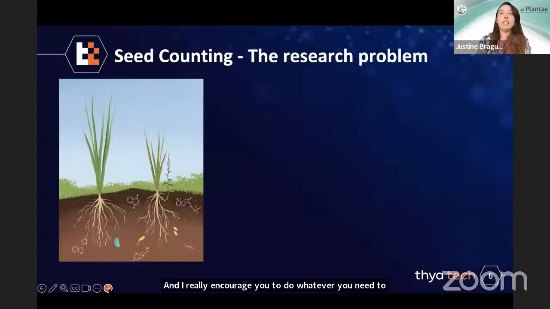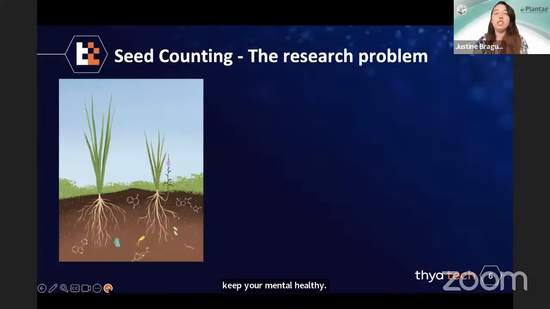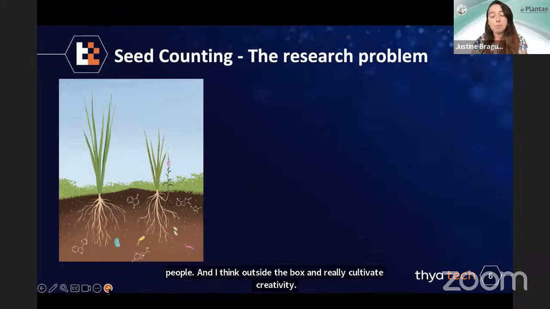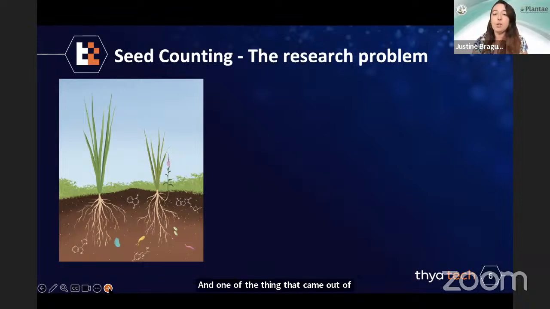And that also helped me to really transition and keep my mind open to not only focusing on my research, being in my own world, but to interact with other people and think outside the box and really cultivate creativity. And one of the things that came out of it was my startup. And I wanted also to share a little bit how I went through this process, because that's one of the outcomes that can come out of your PhD, not only continuing in your academic career.